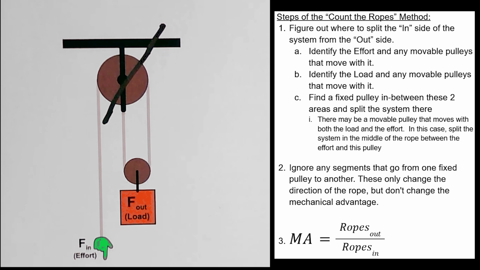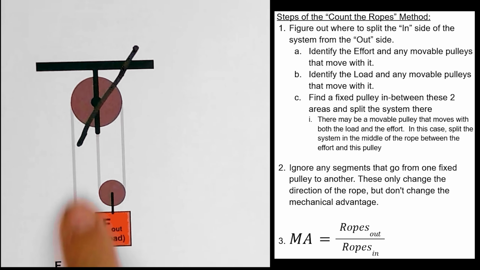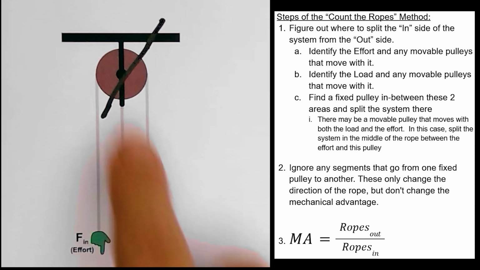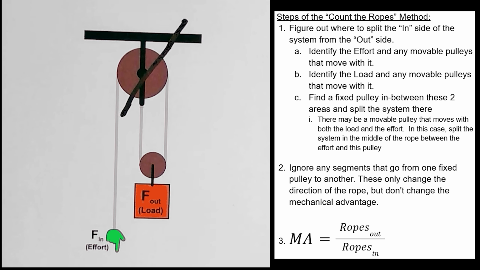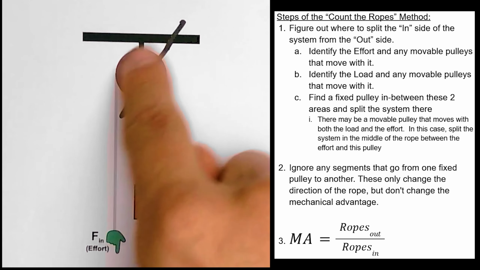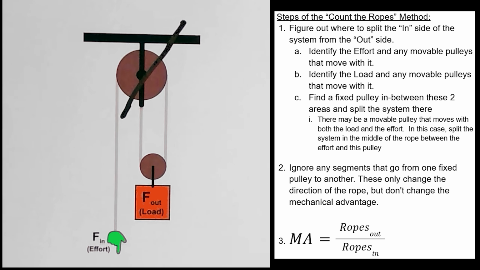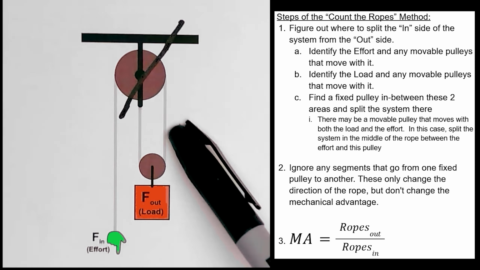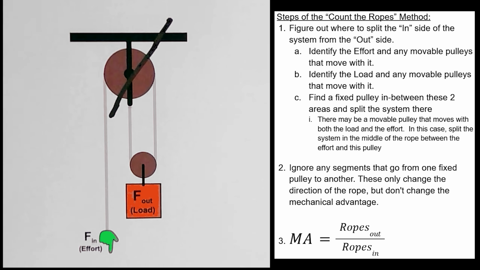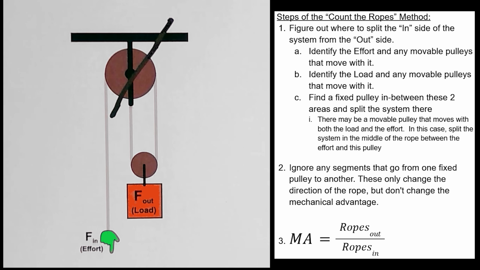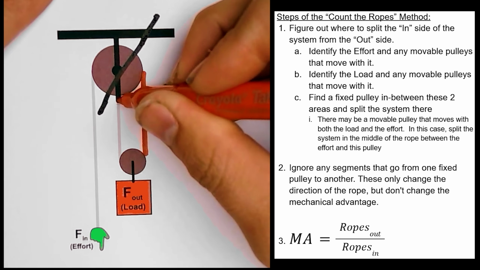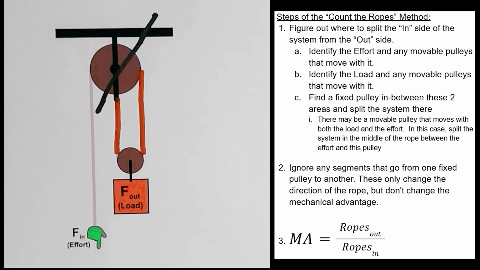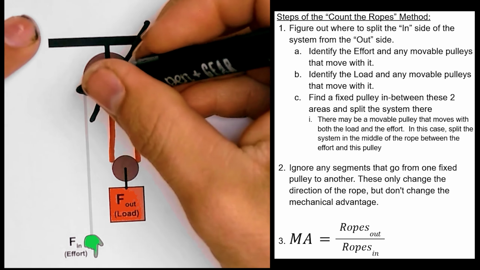Now we can just identify the different ropes. So it says to ignore any segments that go from one fixed pulley to another. Okay, well, there's only one fixed pulley in this thing, so it's not really possible for anything to go from one fixed pulley to another. So all of these segments are going to get used. We're not going to ignore any of them. So we're just going to mark the ones that are on the load side. I'm just going to color over them in red for load. And then we've got one on the effort side.